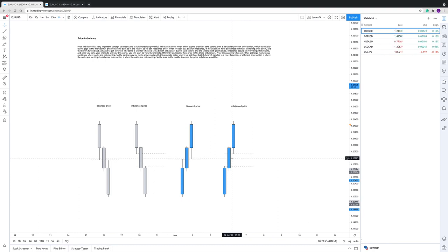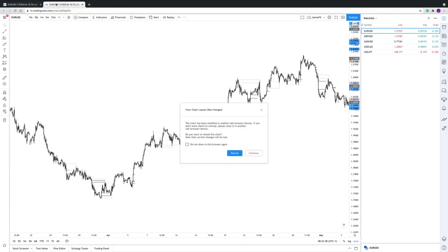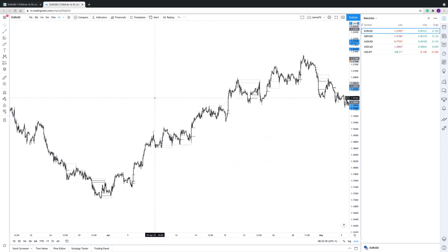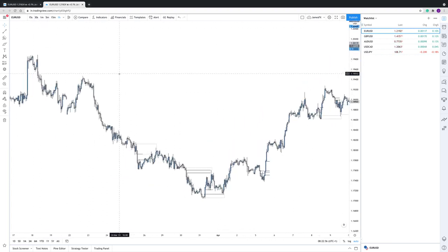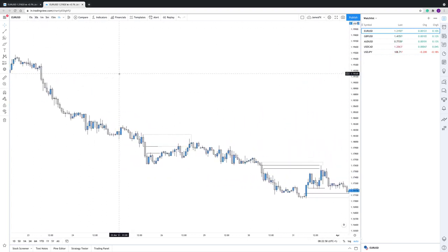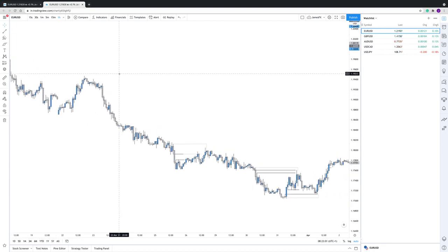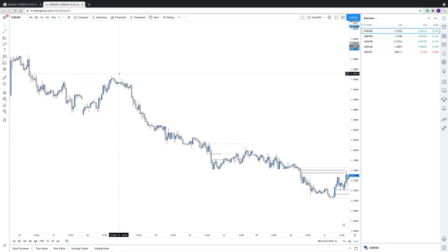Now what I'm going to do is go through Euro USD. Let's go on to that now. I'm just going to go through a month's worth of data on the hourly time frame, and you can see some examples. I've drawn out some imbalances and some order blocks. So let's go through it.